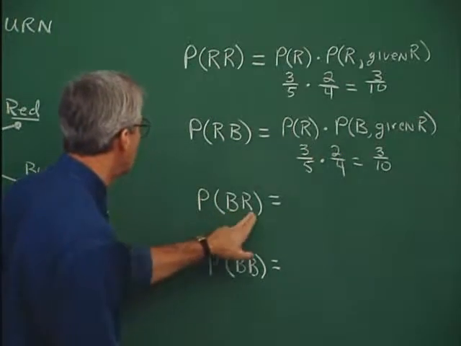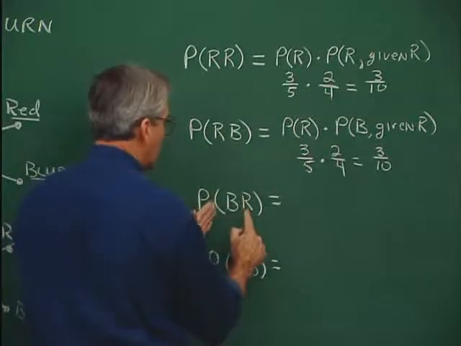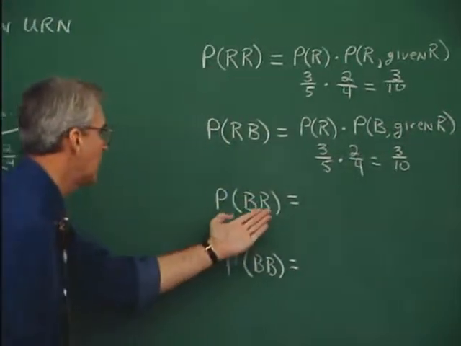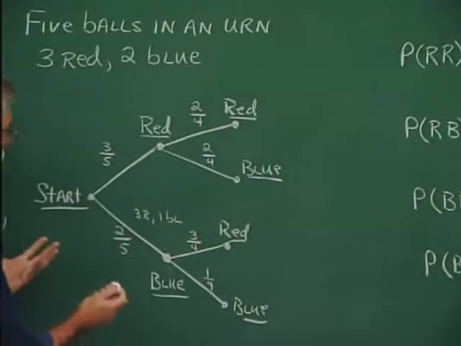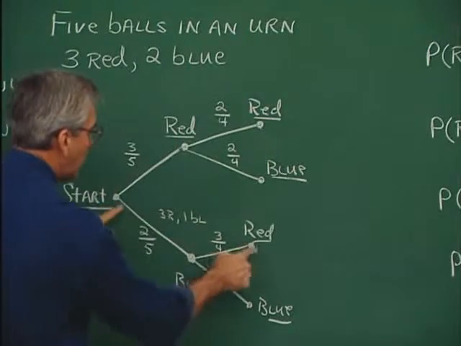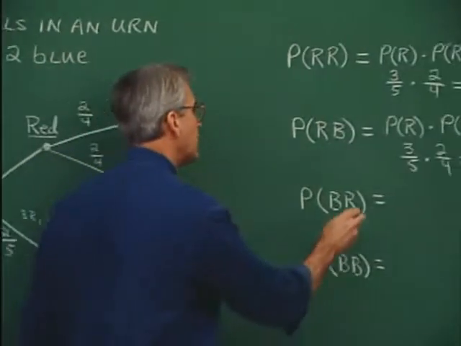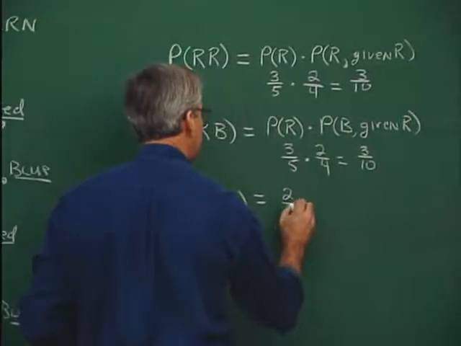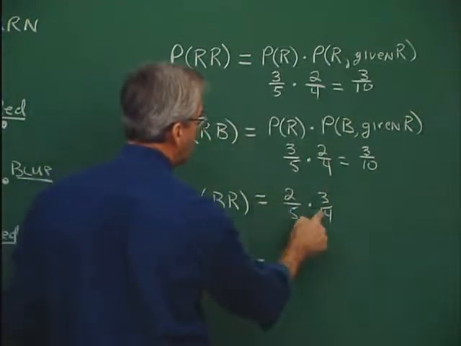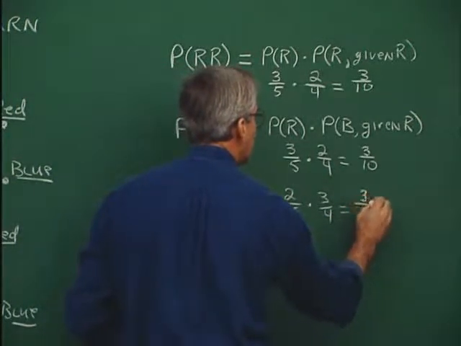Probability of blue, red, well, it's blue and then red given blue. So let's multiply the two, and we can come back over here and just see what we're multiplying. It's blue, red, so it's 2/5 times 3/4. And let's see, a nice cancellation occurs here, and this turns out to be 3/10.